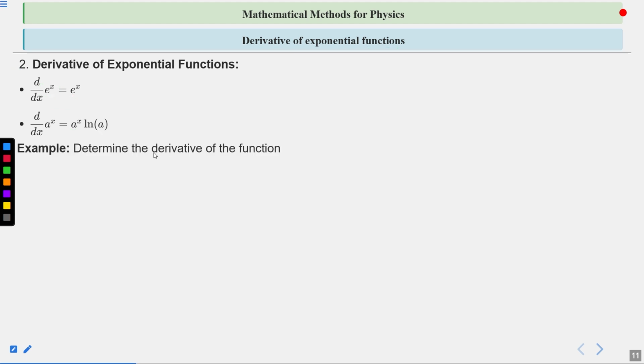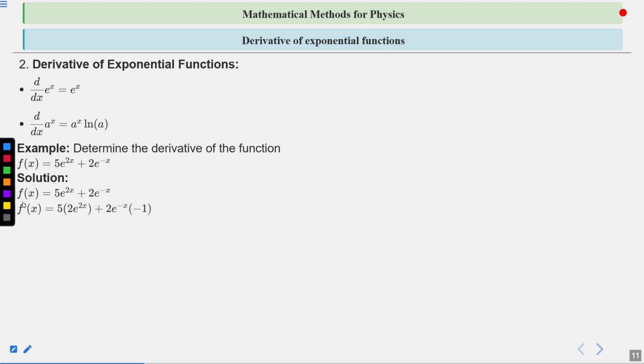Example, determine the derivative of the function f of x is equal to 5 e raised to the power 2x plus 2 exponential raised to the power minus x. So solve this question and take the derivative of the function. Solution, f of x is equal to 5 exponential raised to the power 2x plus 2 into exponential raised to the power minus x.